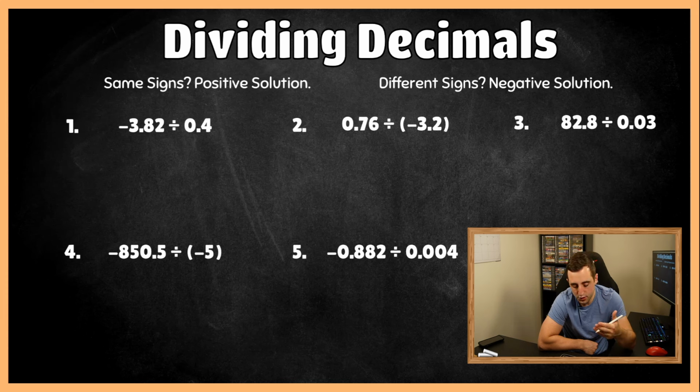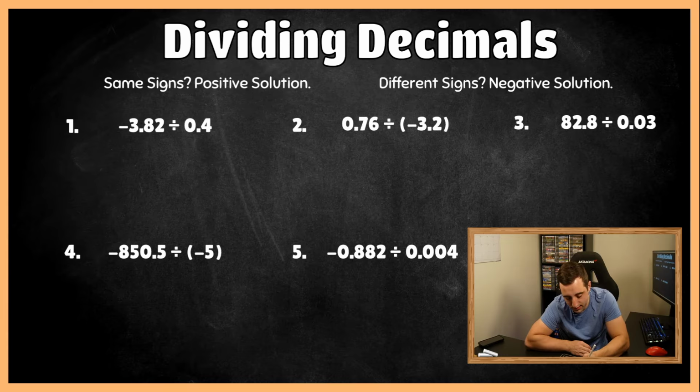But if they're different signs where one's positive and one's negative, your final answer is always going to be negative. So for number one, we have 3 and 82 hundredths, and that's negative, and we have 4 tenths, which is positive. Those are different signs, meaning our final answer is going to be negative right off the bat without even doing any math whatsoever. So we know this is equal to some negative value.